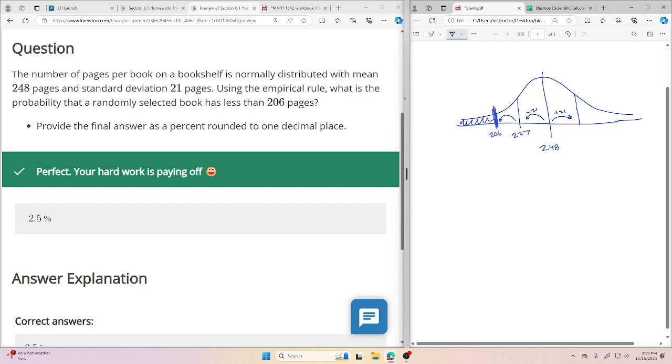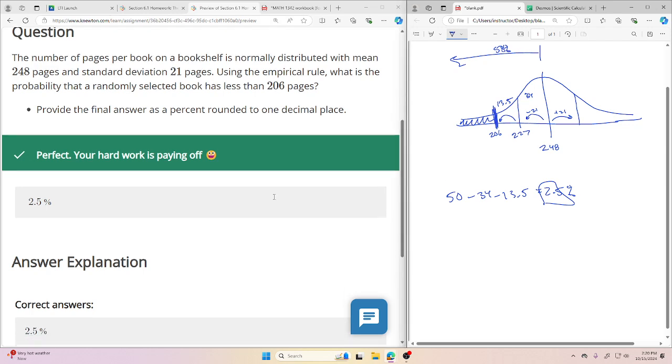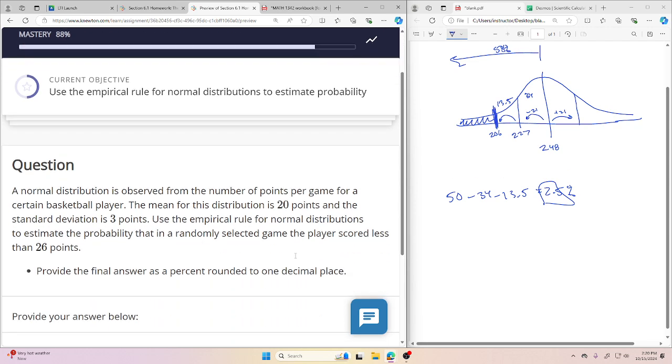So all this stuff right there, that's just like the picture we had a second ago. If you remember, this is 50% right here. This is 34. This is 13.5. 50 minus 34 minus 13.5 is the 2.5 that I just put in. We've done this before. And so if you go through enough of these problems, you'll just remember some of these numbers. It's always the same. Cool? Awesome. But now we can also cheat.